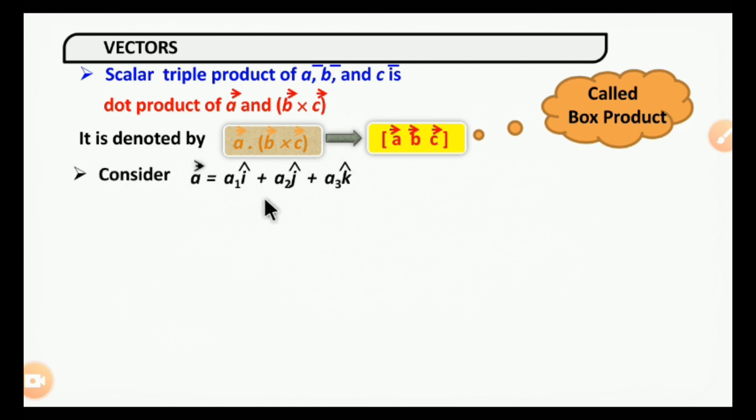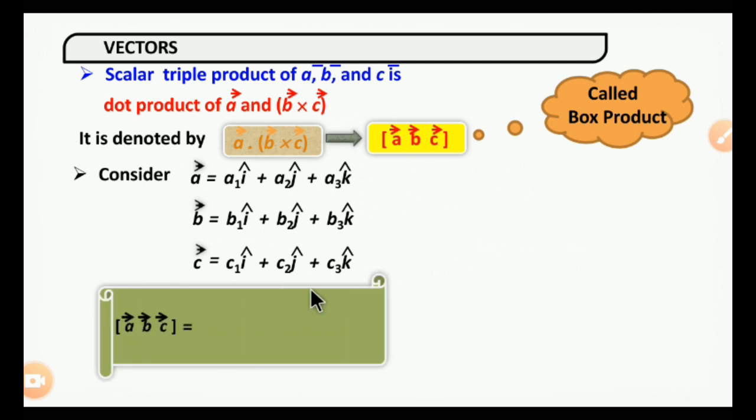Consider vector A equal to A1i plus A2j plus A3k, vector B equal to B1i plus B2j plus B3k, vector C equal to C1i plus C2j plus C3k. Then the box product of ABC is equal to A dot B cross C, which can be taken in the form of a determinant: A1, A2, A3 in the first row, B1, B2, B3 in the second row, C1, C2, C3 in the third row. So it is the formula for the scalar triple product of vectors A, B and C.